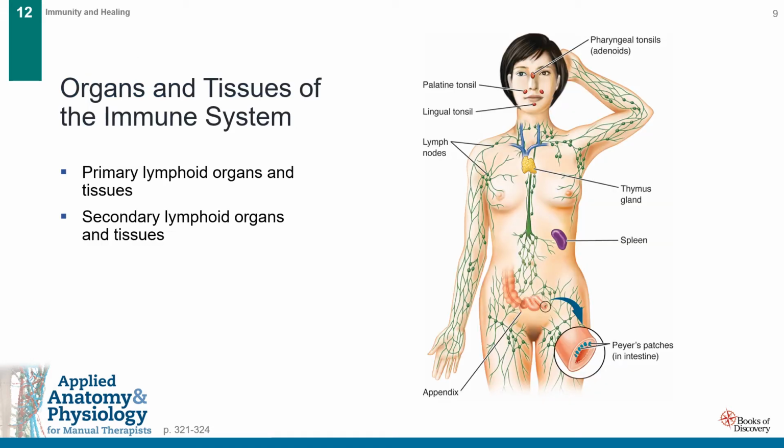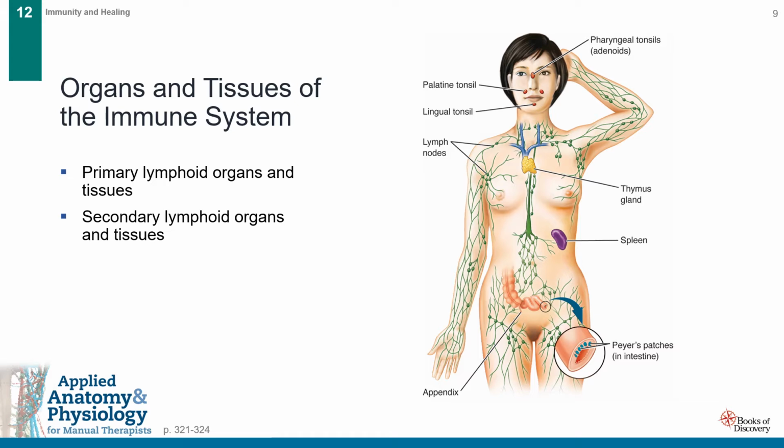Let's take a look at the organs and tissues of the immune system. Organs and tissues of the immune system are not all physically connected. Instead, they are scattered throughout the body. Some are structural components of the cardiovascular, lymphatic, or endocrine system. These structures of the immune system are primarily divided into two broad groups: primary and secondary lymphoid organs and tissues.